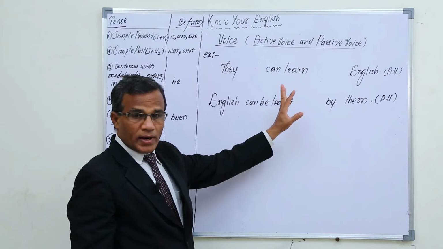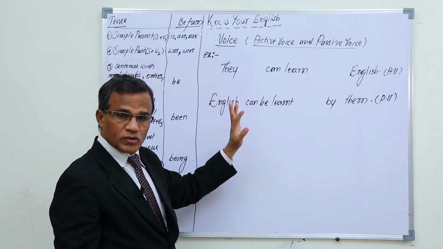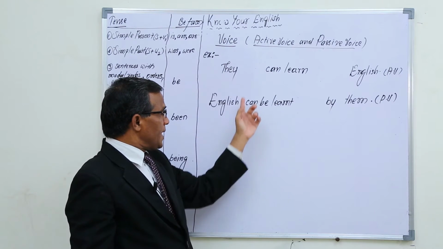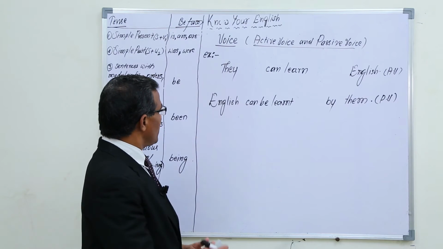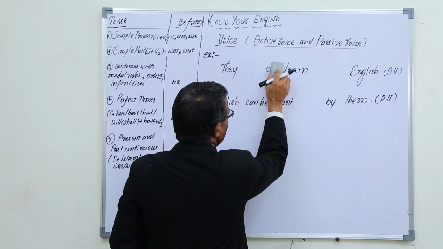For all these modal verbs, we have to use only be. Before this V3 form, we have to use be. And to say that it is a modal verb, can, we have to use again can. Then, English can be learnt by them. This is the thing here.